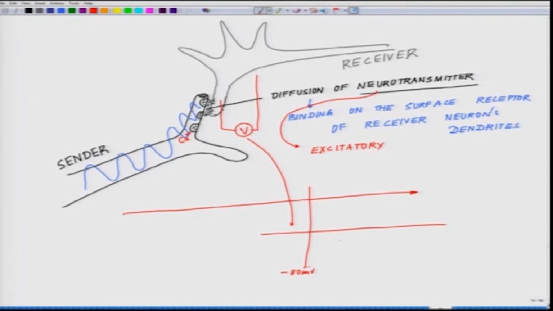Now, if these excitatory neurotransmitters bind to this receiver neuron, what will happen? Its membrane potential, because of the influx of the positive ions here, because of the binding, this place becomes positive and it may even reach say minus 40 millivolt. And at this stage, this cell will shoot an action potential. And this action potential wave now from here will start to travel like this.